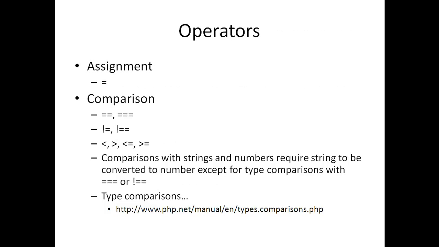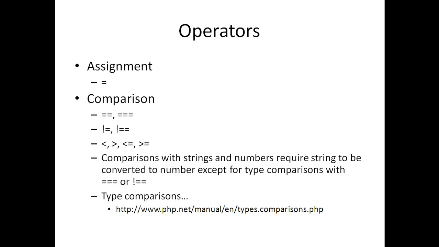Here is the section on operators. You have the assignment operator, which is an equal sign. You have comparison operators, double equals and triple equals. You have also not equals and not double equals. Okay, the triple equals and the not double equals are typically type checking. We'll talk about that in just a second. You also have less than, greater than, less than or equal to, greater than or equal to.